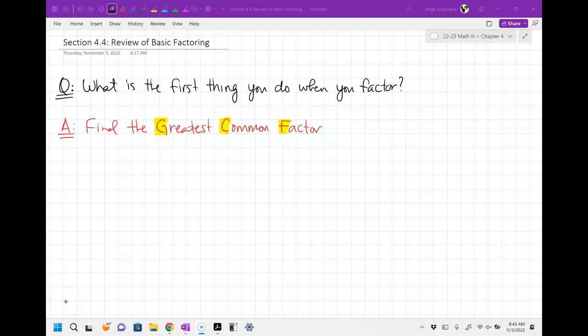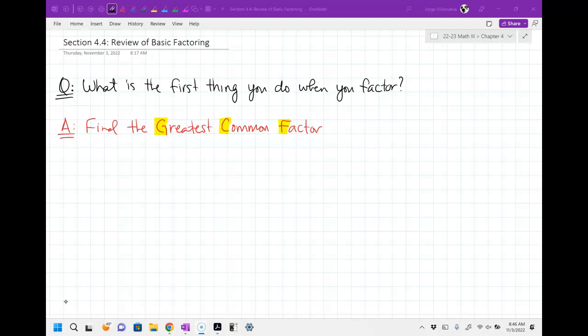All right, so in this section, like I said, we're going to be reviewing some basic factoring. Again, they call it basic because it's like the two main factoring techniques you learn in the very beginning. And the first thing that I asked is, what is the first thing you do when you factor? The answer to that would be to identify or find the greatest common factor.